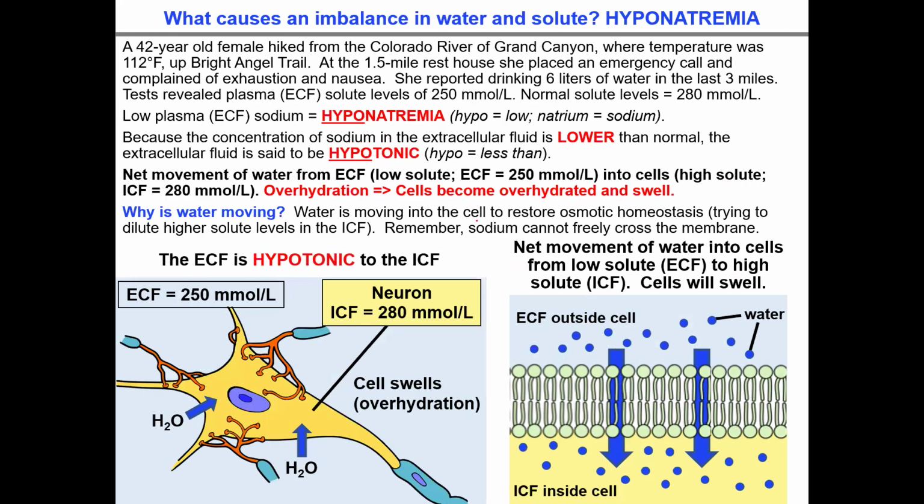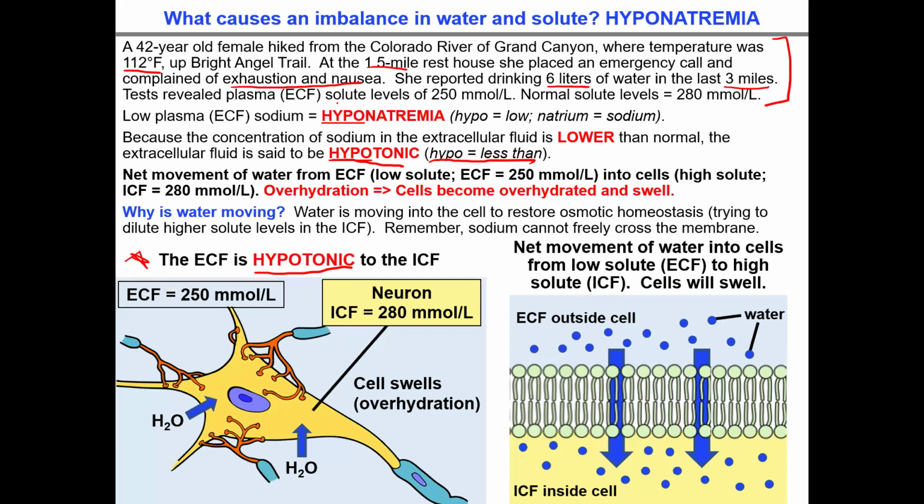Now, our next example is going to be a hypertonic solution. So in a hypertonic solution, what that essentially means is that there's going to be less somewhere. So we're going to quickly read and look at this case study, and we're going to apply this to our diagram down below. So it says a 42-year-old female hiked from Colorado River to the Grand Canyon. The temperature was 112 degrees Fahrenheit up Bright Angel Trail, and at 1.5 miles rest house, she placed an emergency call and complained of exhaustion and nausea. She reported drinking 6 liters of water within the last 3 miles.